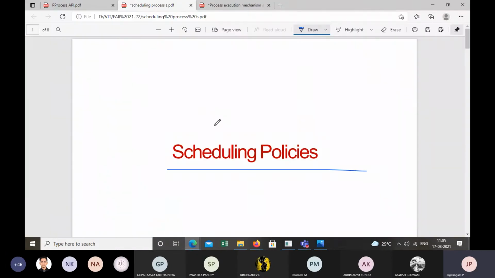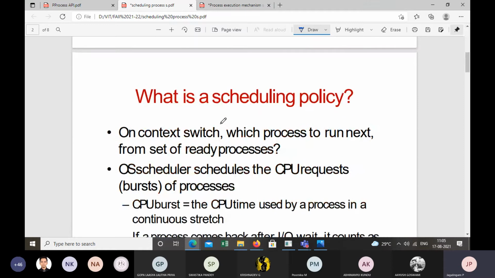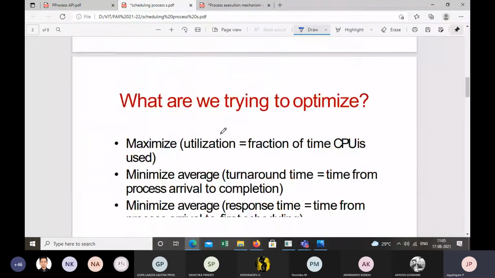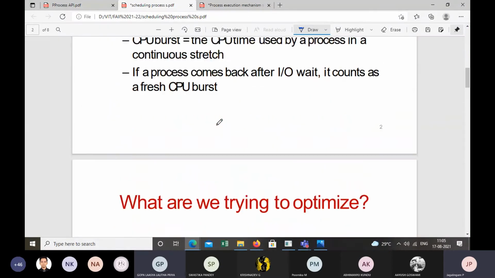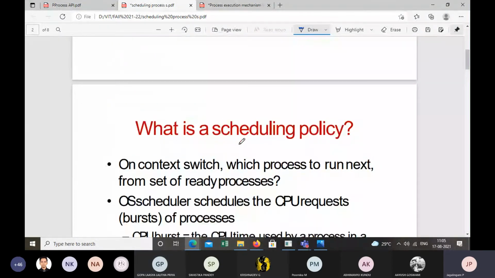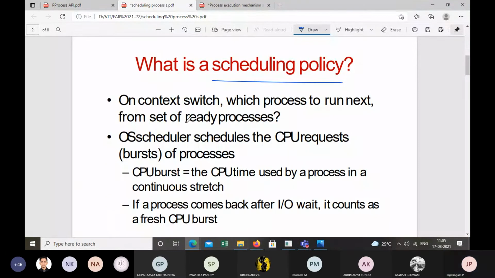Now we are going to discuss scheduling policies, right? I think we have discussed this. So let us try to recall. What do you mean by scheduling policies? In the operating system we have scheduler code. In the scheduler code we have two important parts. One is policy, the other one is mechanism.